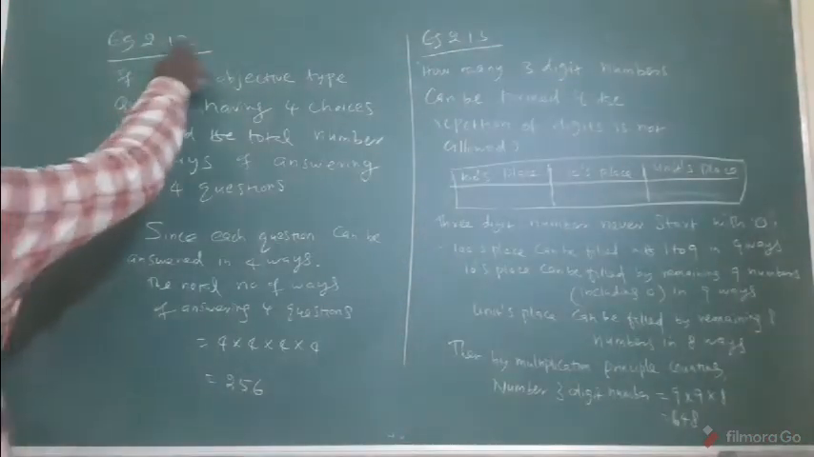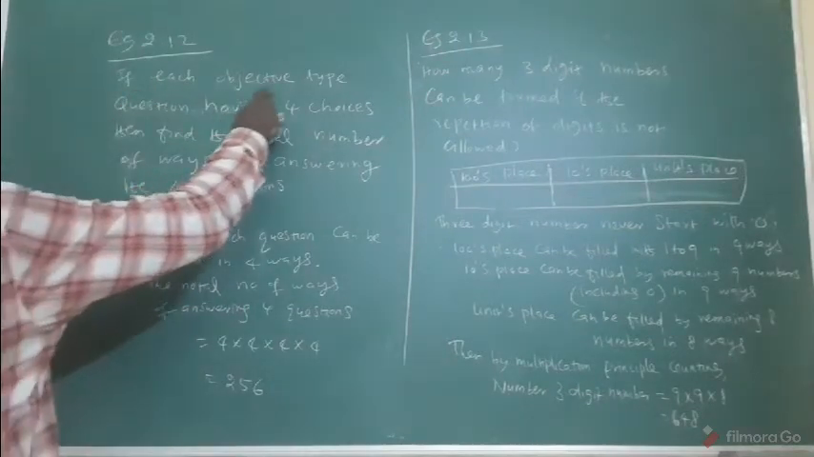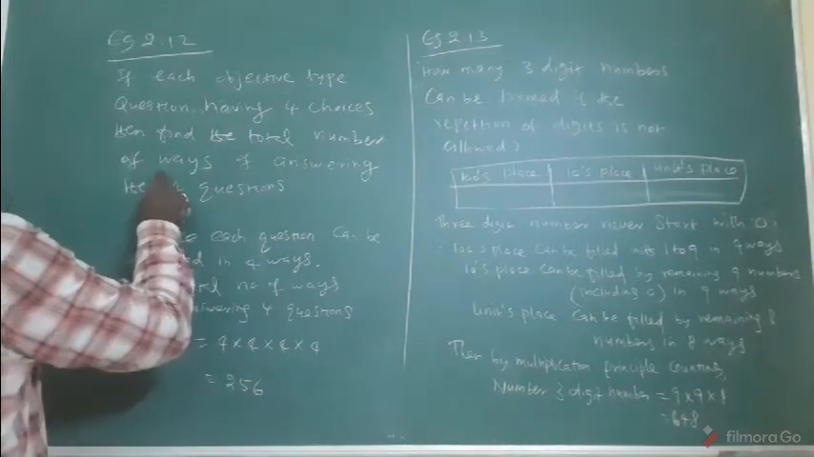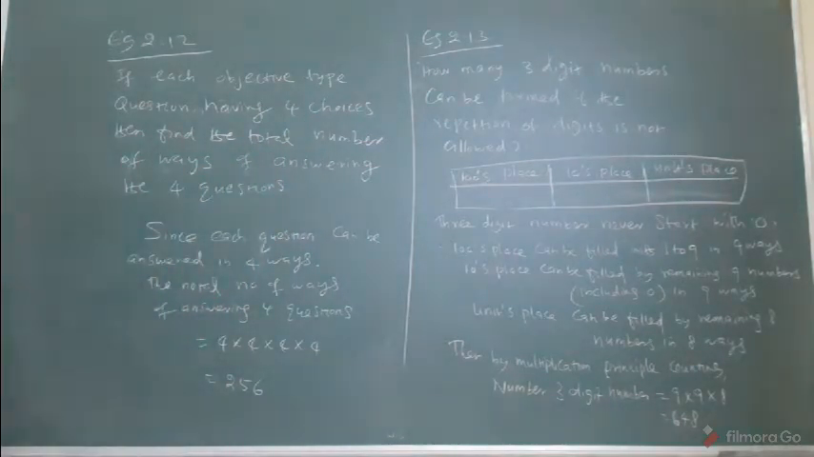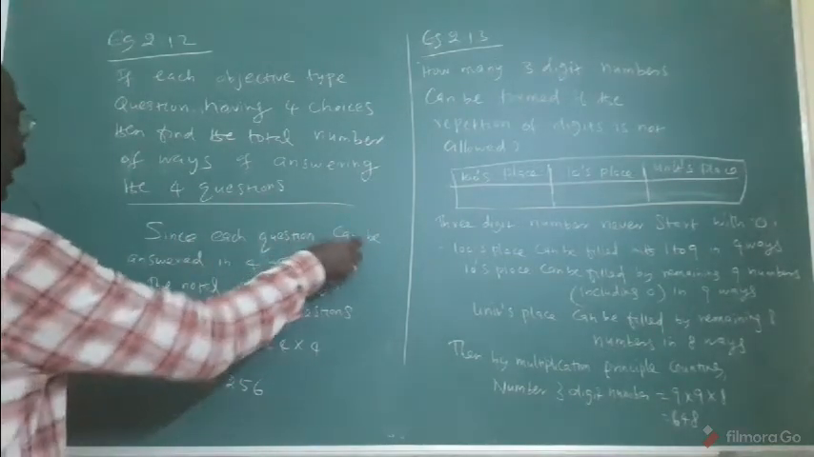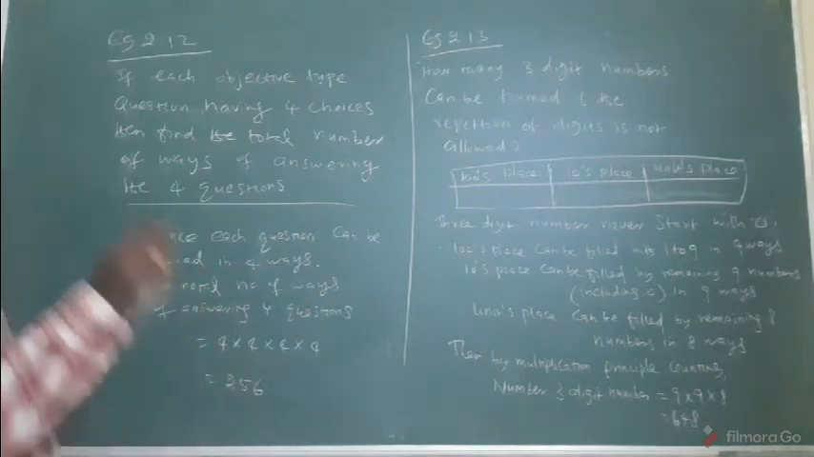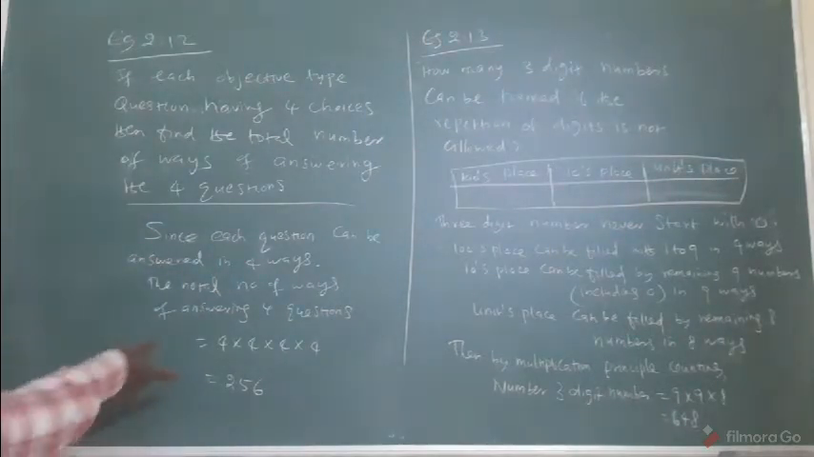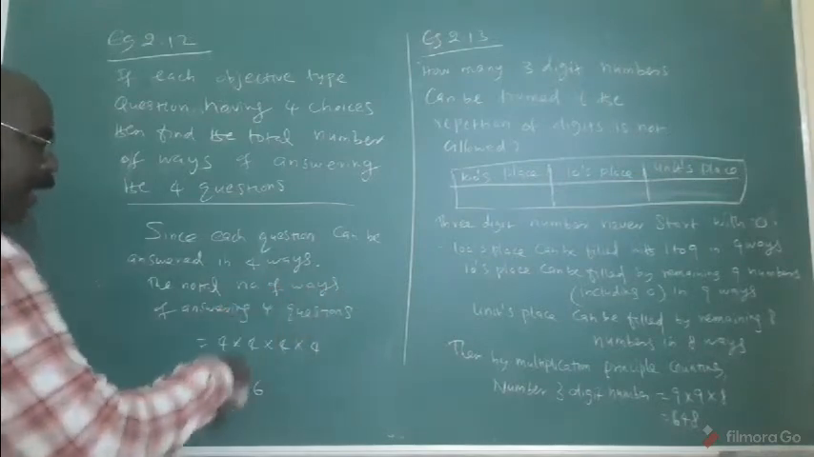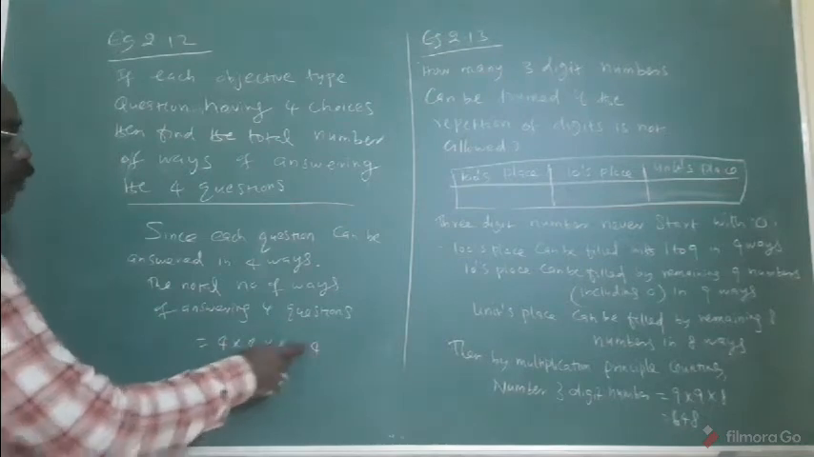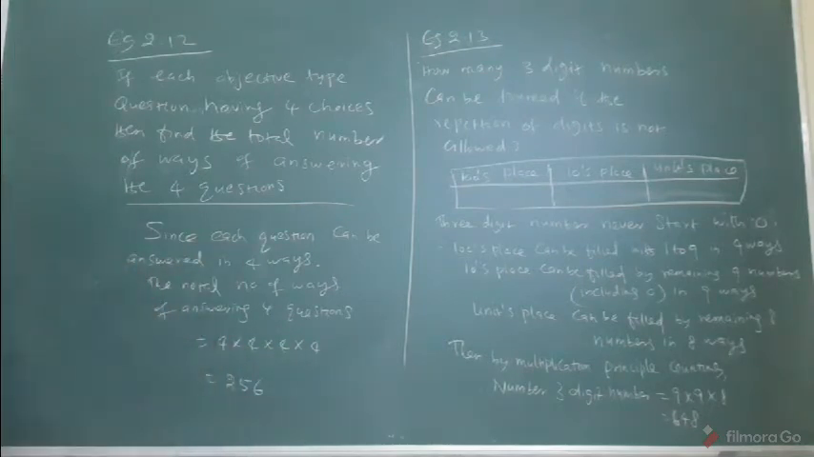Now, example 2.12. If each objective type question has 4 choices, then find the total number of ways of answering 4 questions. Since each question can be answered in 4 ways, because in one question we have 4 answers, that's why 4 ways: A or B or C or D. The total number of ways of answering 4 questions: in one question, 4 ways. 4 questions means 4 into 4 into 4 into 4, 4 times. Multiply, that is the answer.